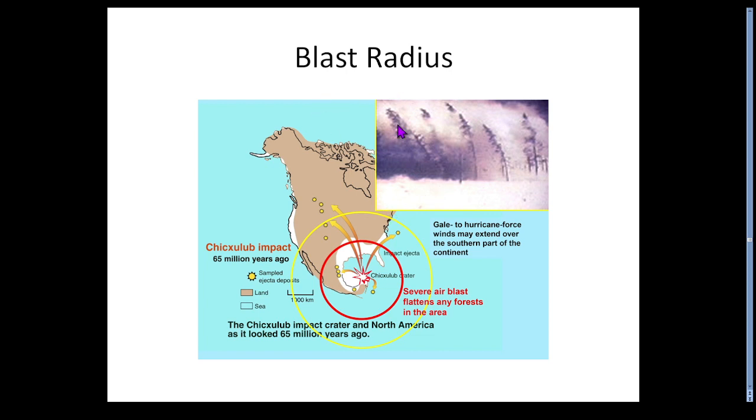Anyway, blast radius. I don't know what this is, but okay, so that's 1,000. So 1,000 to 2,000 kilometers, you're pretty much dead. Hurricane force winds, boiling temperatures. I'm just guessing, but anything in here, that's it. You're vaporized.